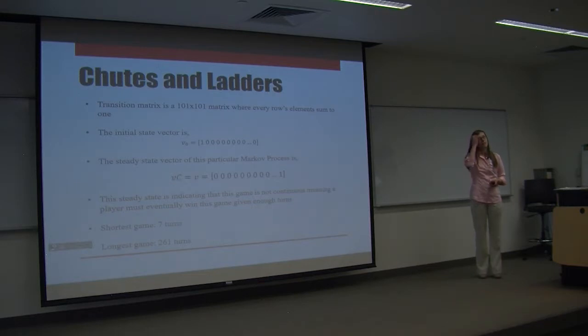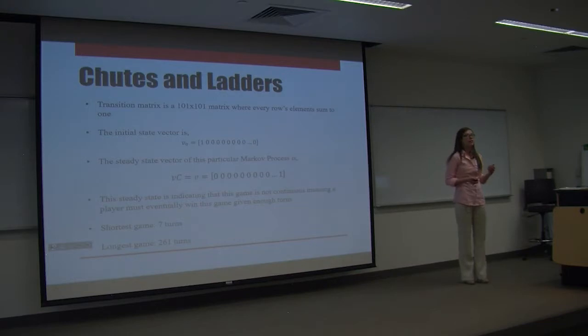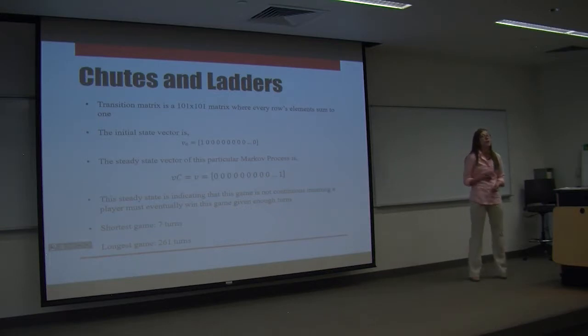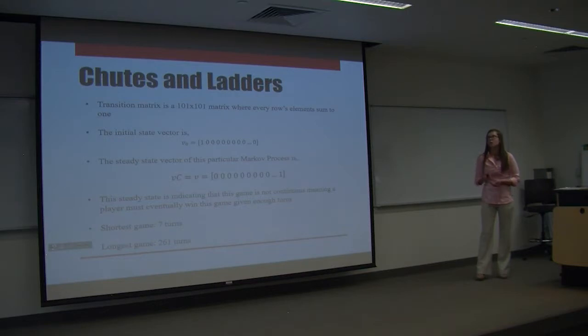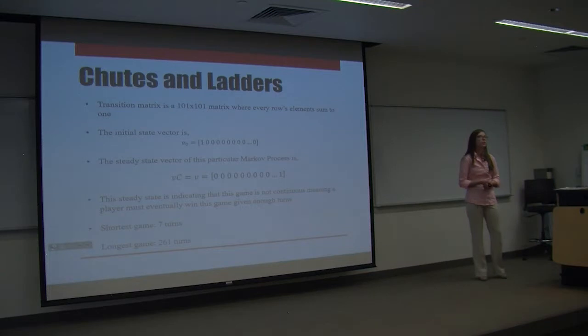So basically what this steady state is indicating to us is that as you take more and more turns in the game, it becomes less and less probable for you to be anywhere else in the game other than the final winning space. So basically what this is indicating is that Chutes and Ladders is not a continuous game, meaning that a player must eventually win the game given enough turns. And what I found through the Markov chain was that the shortest game of Chutes and Ladders can last 7 turns, and the longest game of it can only last 261 turns.